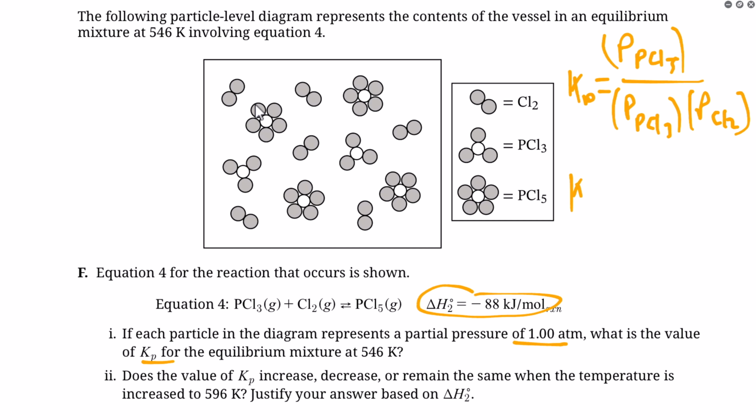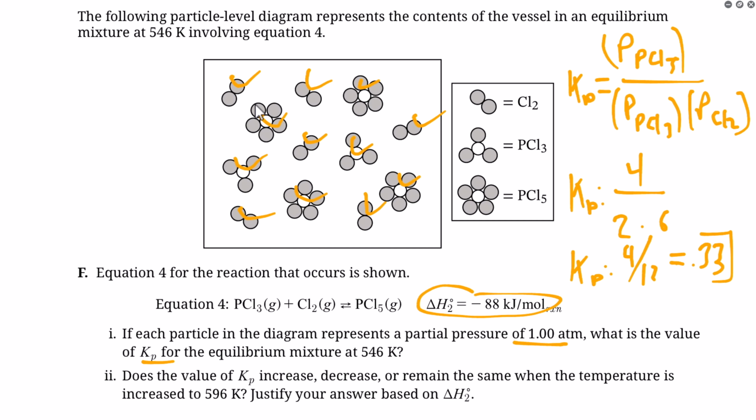And so if we just count up the particles here, we've got 1, 2, 3, 4. So that's going to go on top. We have 1, 2 down at the bottom, and then 1, 2, 3, 4, 5, 6. So we end up with a Kp value that is 4 over 12, which is 0.33. Seems simple enough. Okay, let's move forward.